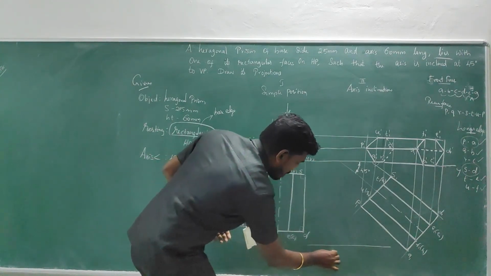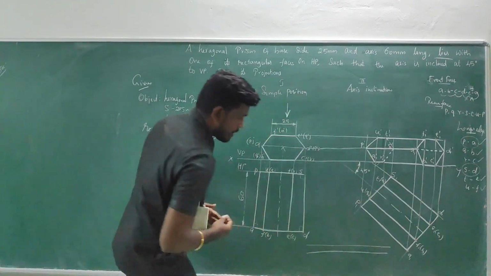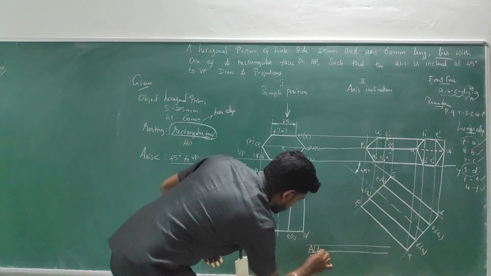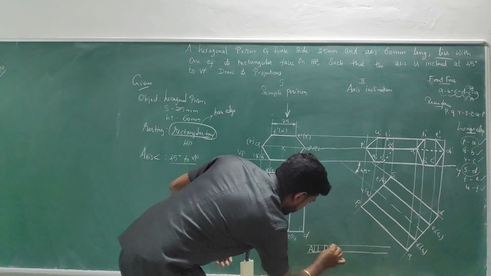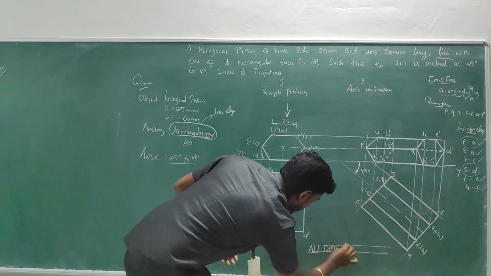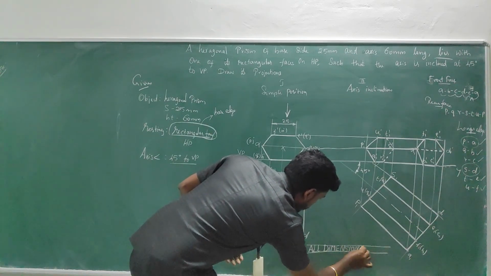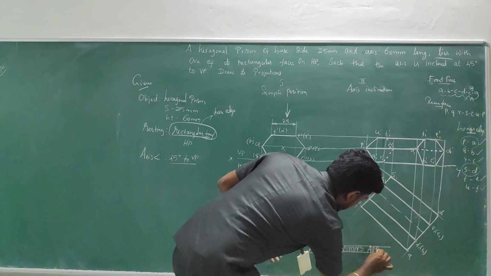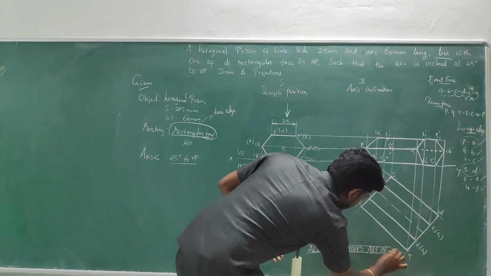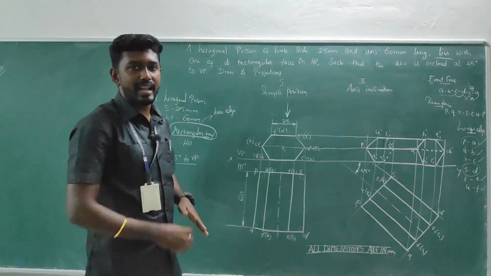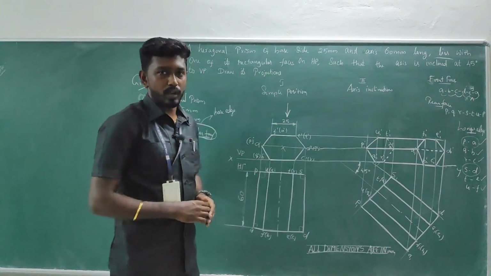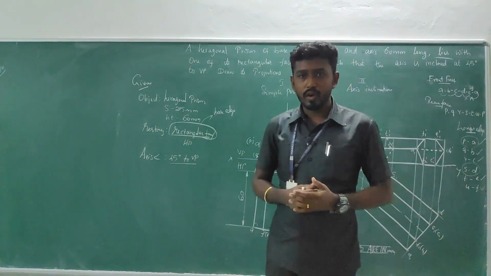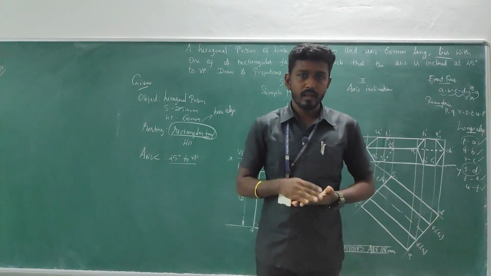At the close, I can take the note: all dimensions are in mm, written in a neat manner with a 5 mm gap. Also, you can write the scale, which is 1:1. Okay. I hope you understood how to work when you are having such conditions, rectangular face resting on HP. Thank you so much.